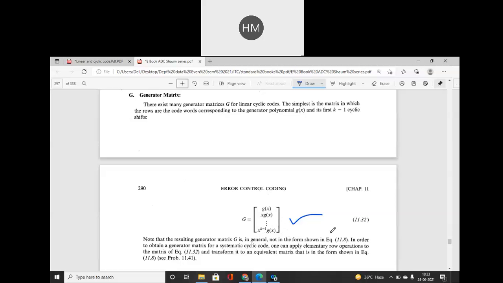So what I will do, I will perform any elementary operations in any of the row to generate identity matrix. ठीक है, जैसे ही I generate हो जाएगा, then it will be converted into systematic cyclic code. Clear, students? Because this is asked in numericals. Define a generator matrix, design a generator matrix for this given generator polynomial.